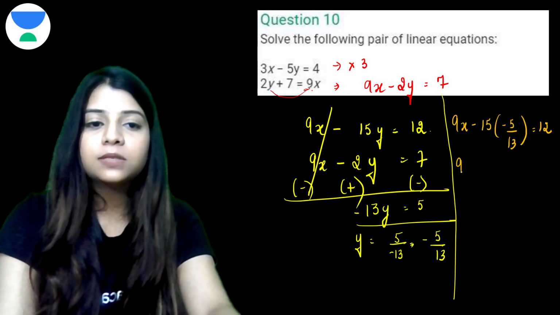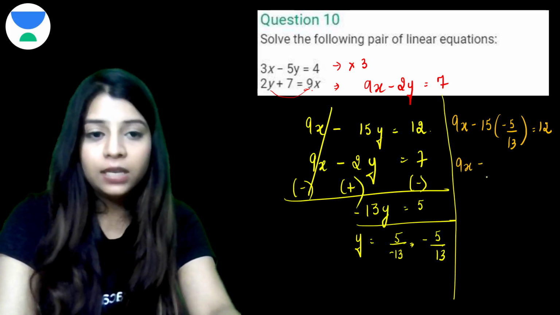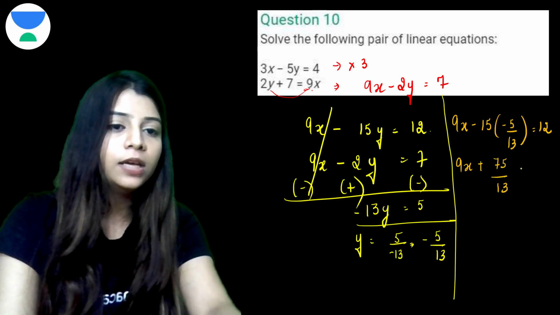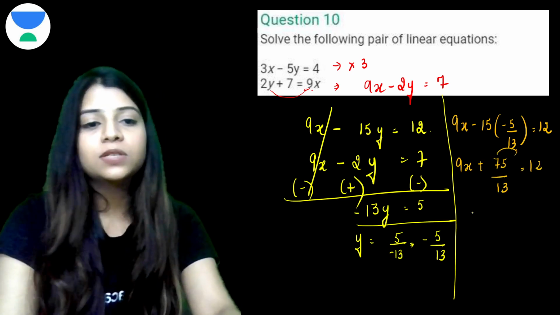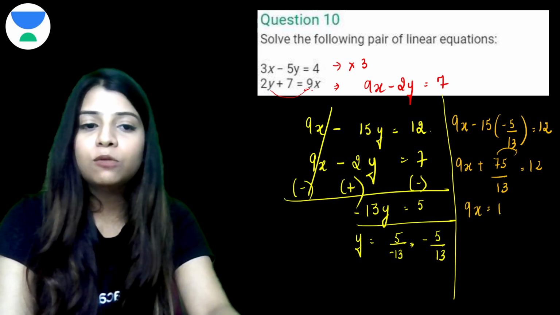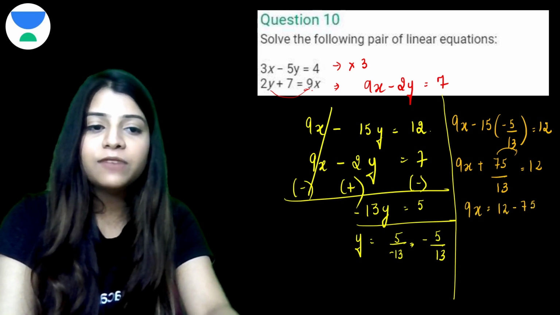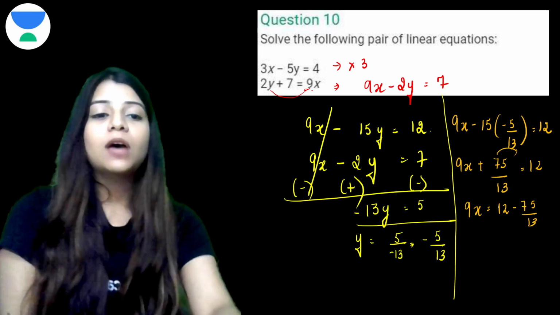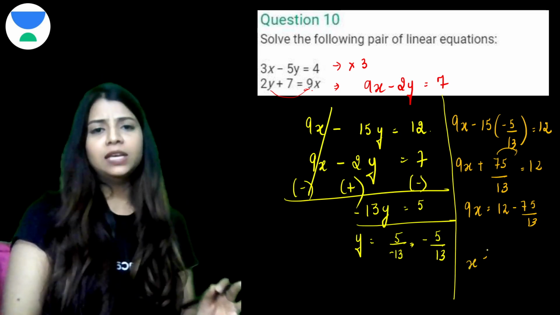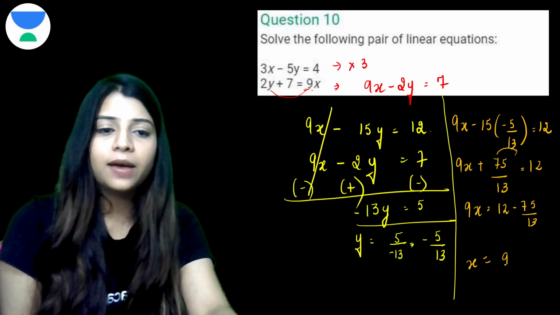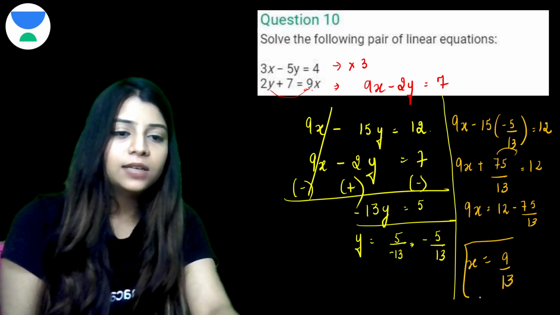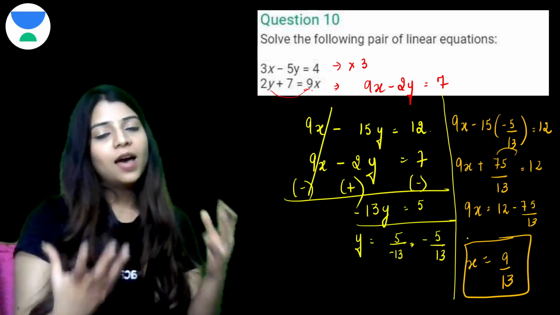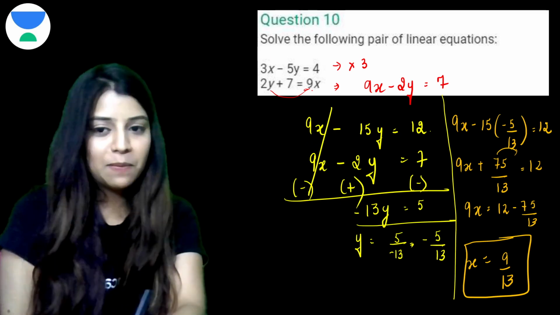Now this becomes 9x minus, we have 15 here and 5, then it will become plus 75 upon 13 equals 12. Then you will transpose it here, so it will become 9x equals 12 minus 75 by 13, and here 9 is getting multiplied and then it will get divided. So after solving this, you will get a very easy value of x, that is 9 by 13. All right, so that is how we can solve it by elimination. You can use cross multiplication as well as substitution. Both will give the same answers.